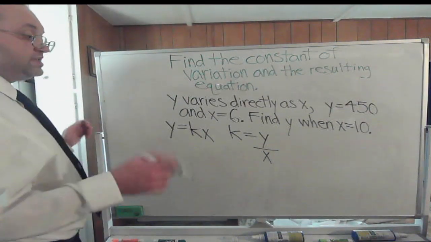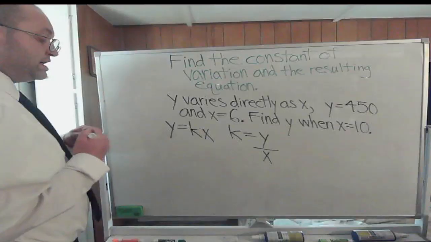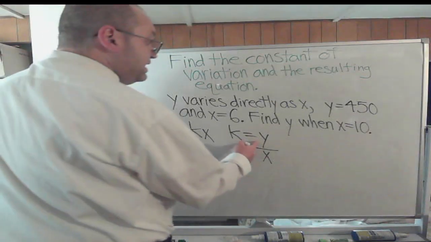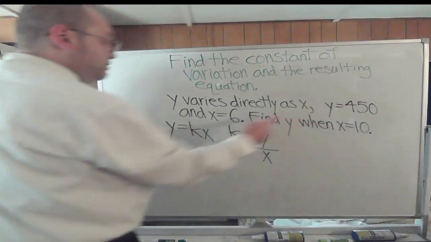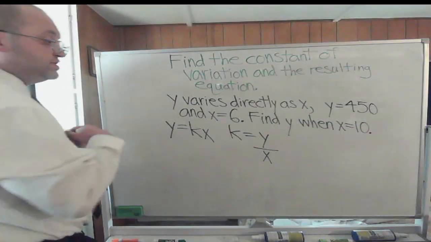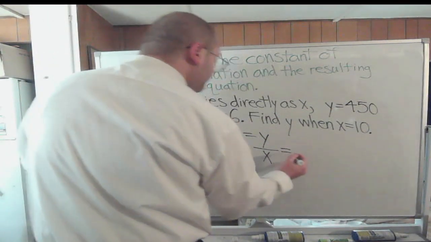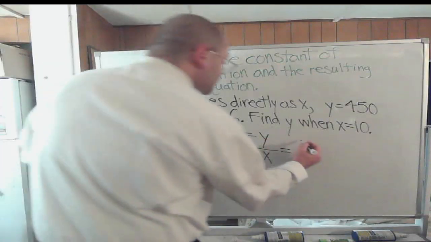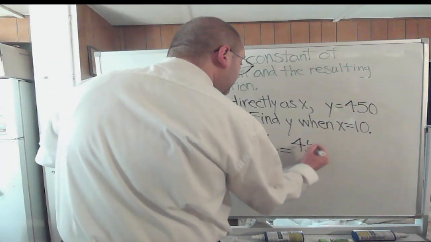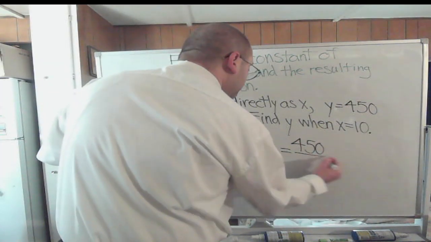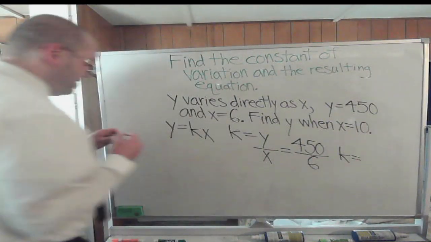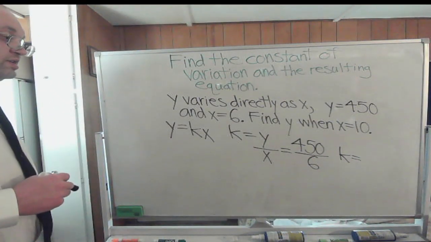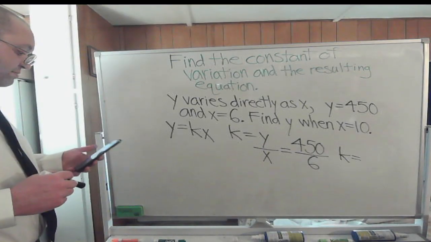If we want to find the constant of variation, all we got to do now is start with your initial values of Y equals 450 and X equals 6. So that's going to be equal to 450 divided by 6. Then we're about to get the true value of the constant of variation. Let's do 450 divided by 6.